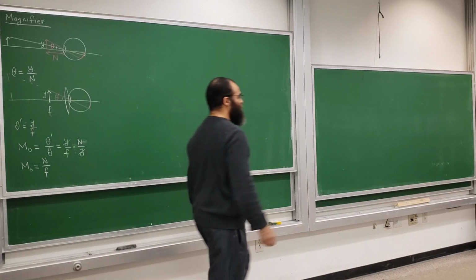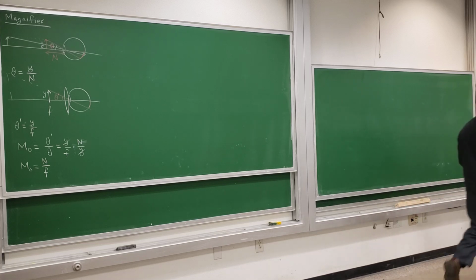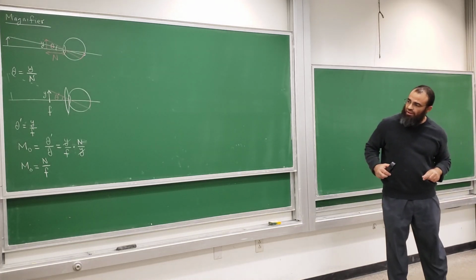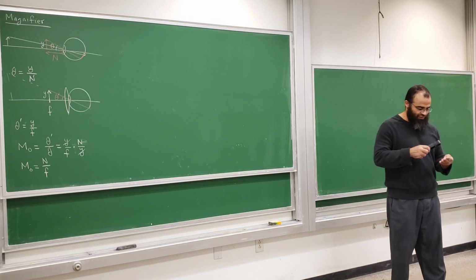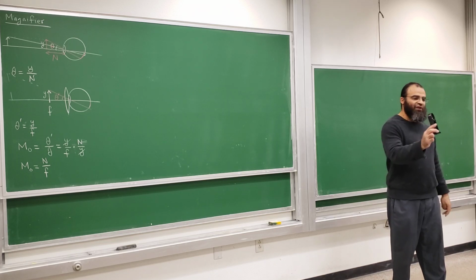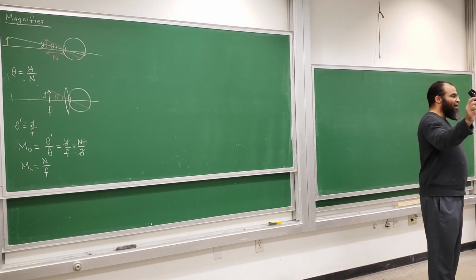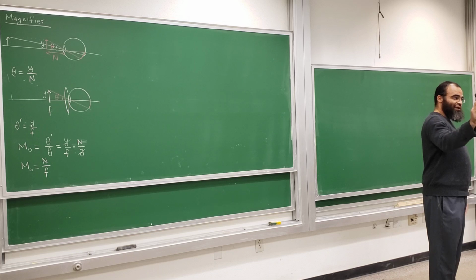Okay. So, for example, you will notice that the smaller the f, the smaller the focal length, the bigger the magnification. Wouldn't you agree? If f is small, you get a larger magnification. And this is f equal to positive 100.